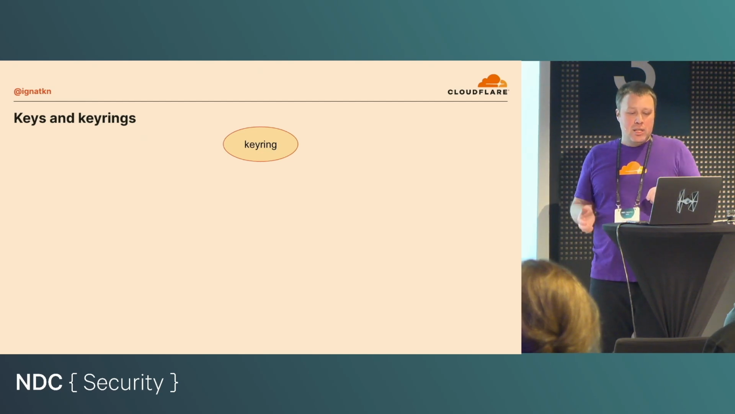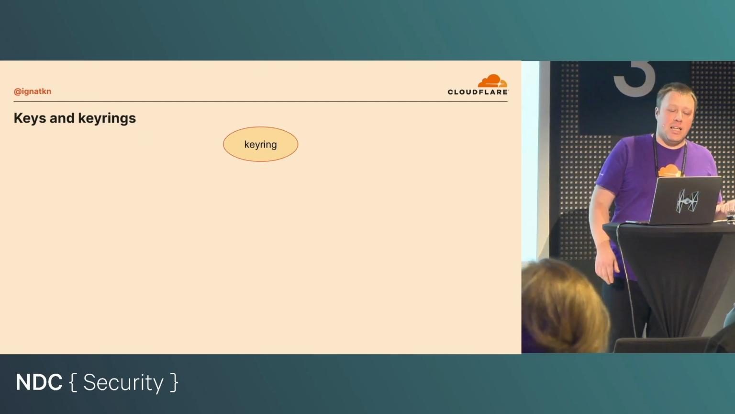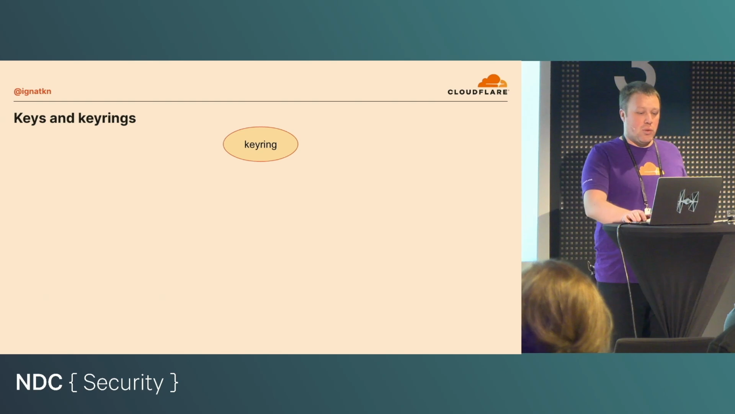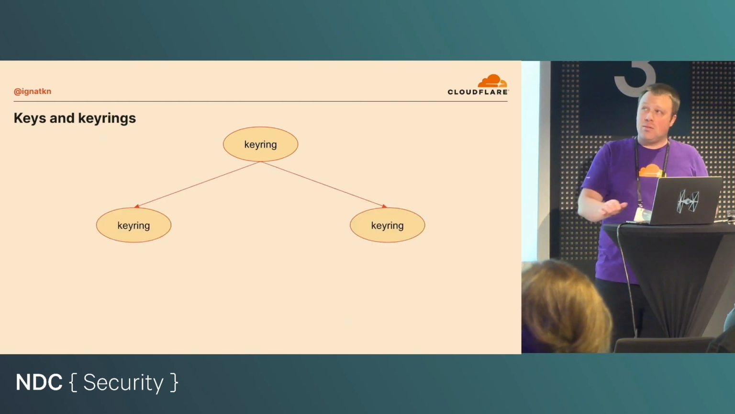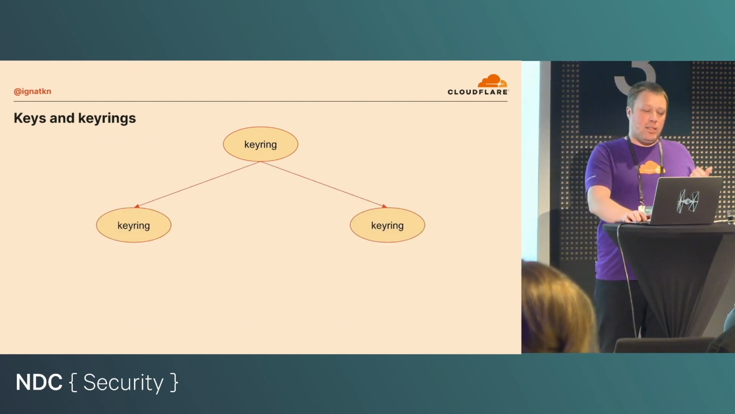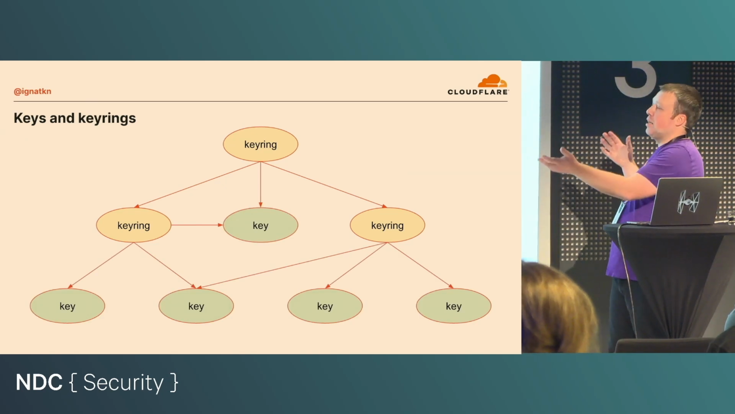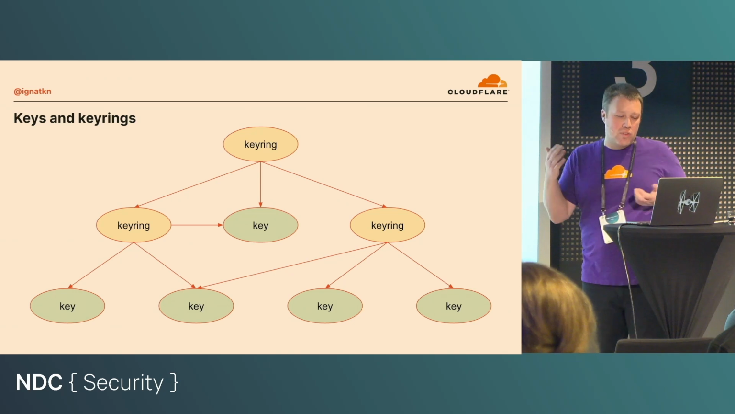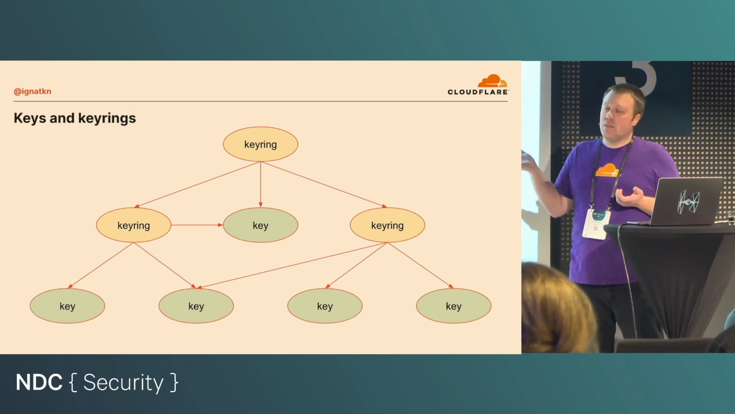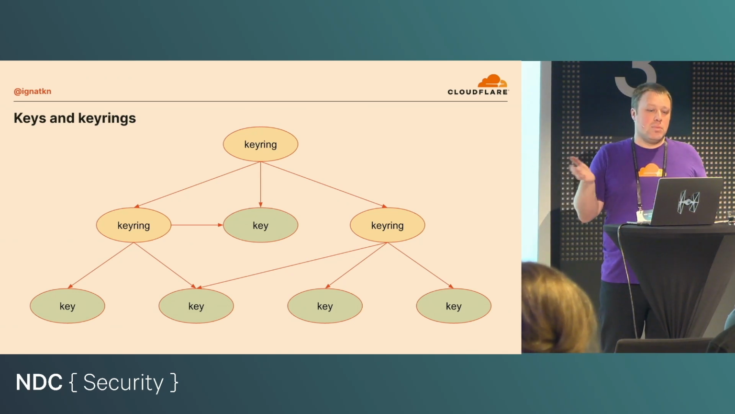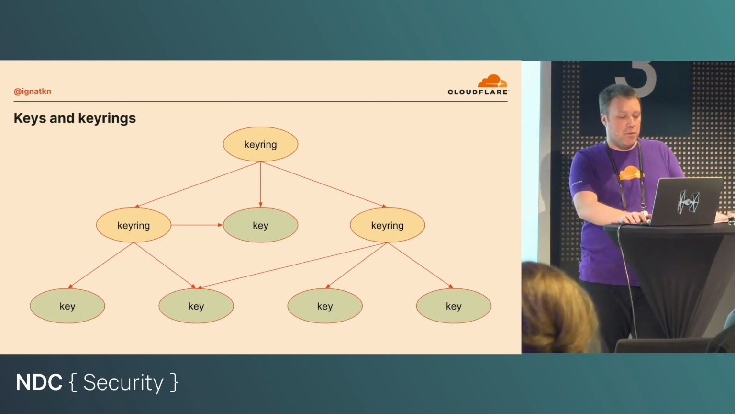So the key store has key rings and keys. Key rings can contain other key rings, or key rings can contain keys. So it's kind of like you can have this key hierarchy or key structure, which is very similar to a file system on your machine, but specifically for keys.